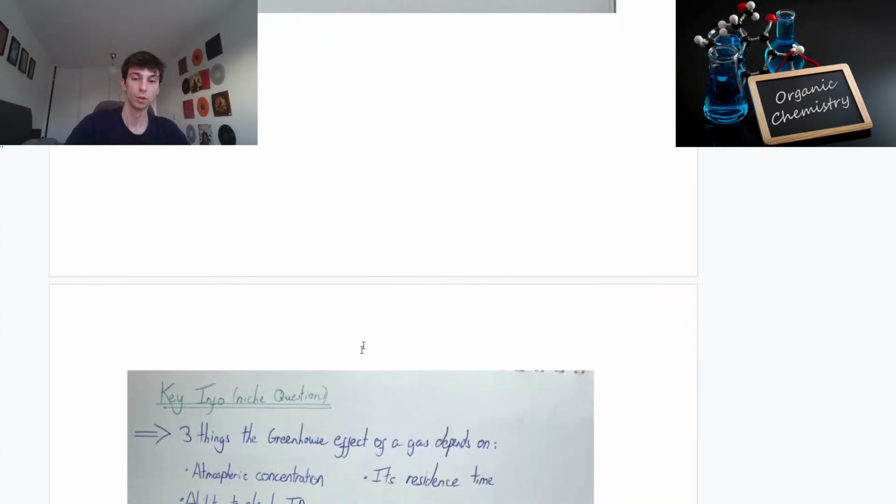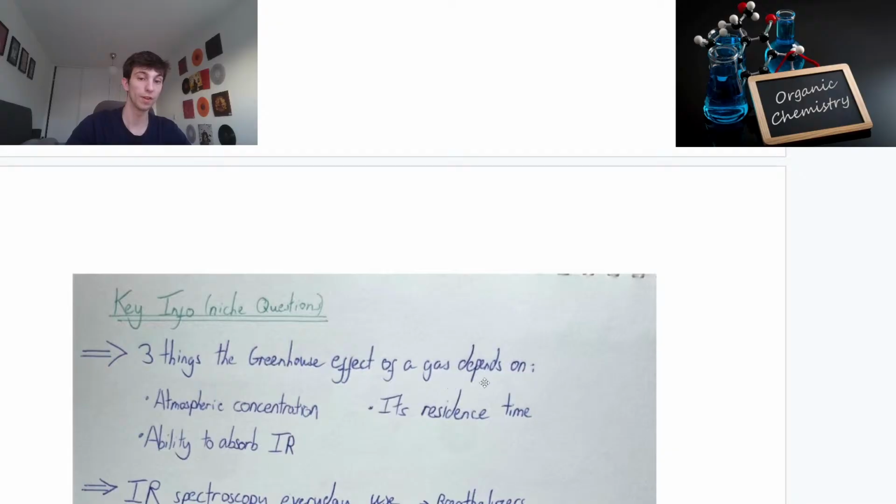Okay. So three things the greenhouse effect of a gas depends on: its atmospheric concentration, its residence time, how long it stays in the atmosphere, and its ability to absorb infrared radiation. These are the three things. This is OCR, guys. OCR.